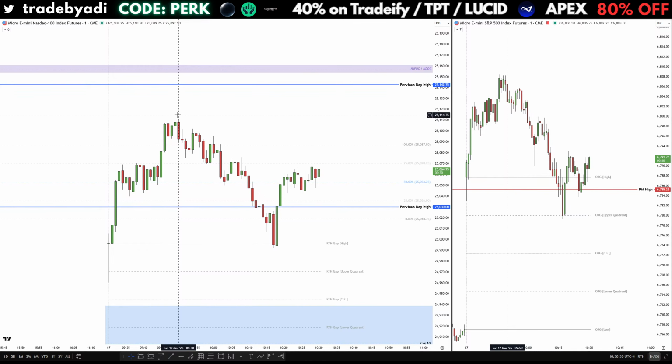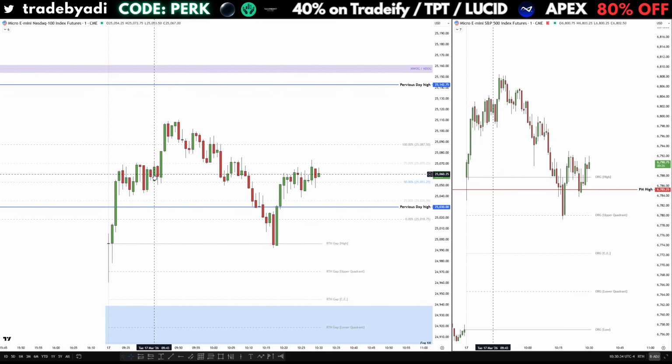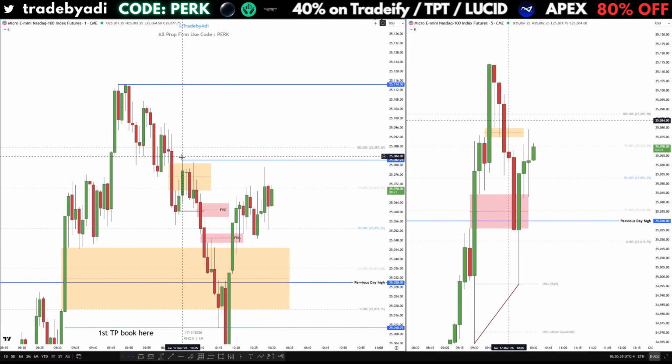So this is again the low resistance liquidity run. Okay, if you take this high, then again it is going to be bullish to the buy side liquidity.